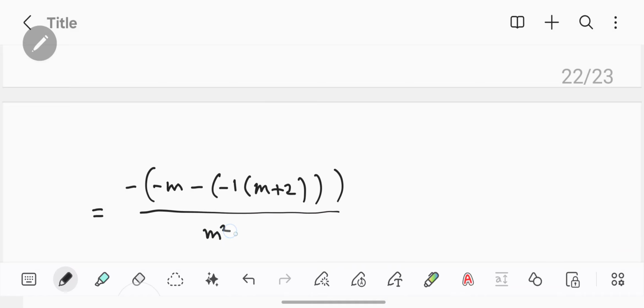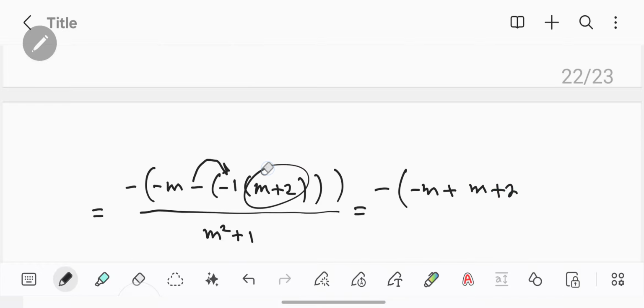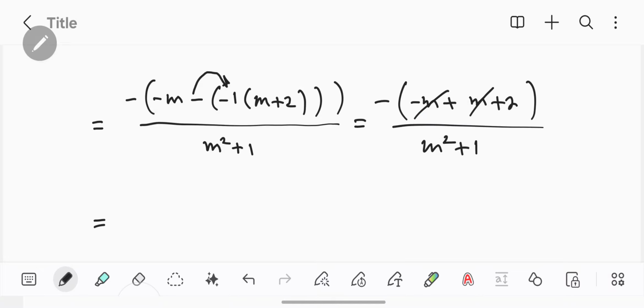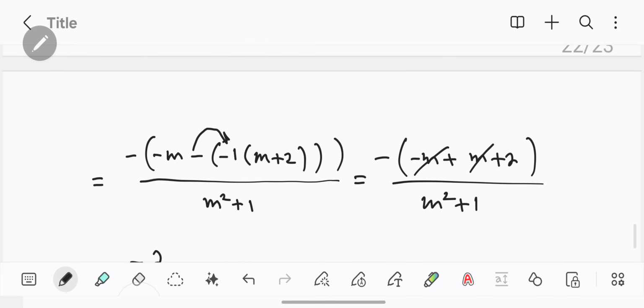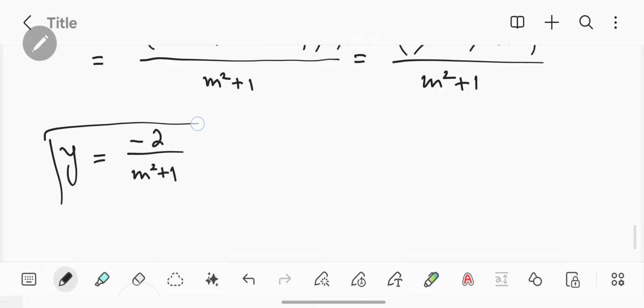Over m squared plus 1. This minus as it is, minus m, minus, multiply this minus inside. Okay, multiply this minus inside, it will become plus m plus 2, and I will write then this m plus 2 over m squared plus 1. This m and minus m will get cancelled, so I will have minus 2 over m squared plus 1. Okay, so this is the value of y.